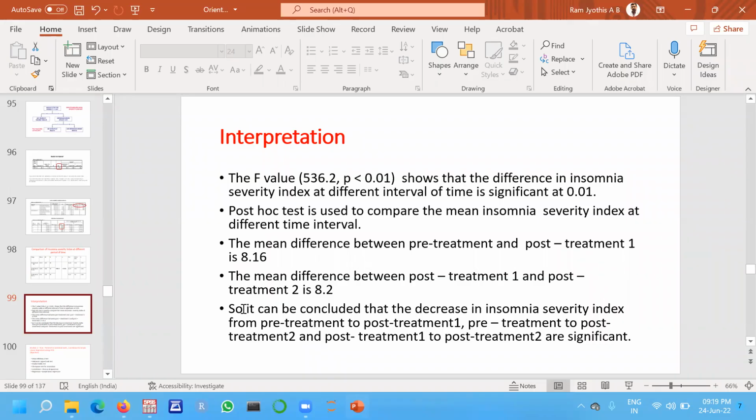Hope you understood. You can do one thing. You have the data set with you. You have the SPSS trial version. You can do it again. And these things, how to do interpretations and all, it's already explained.